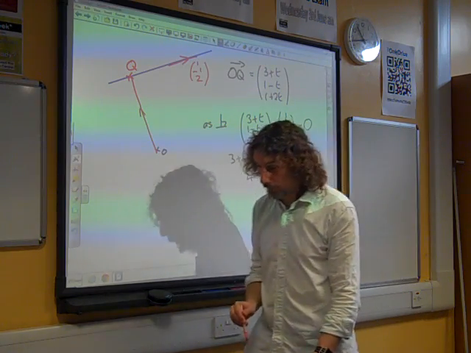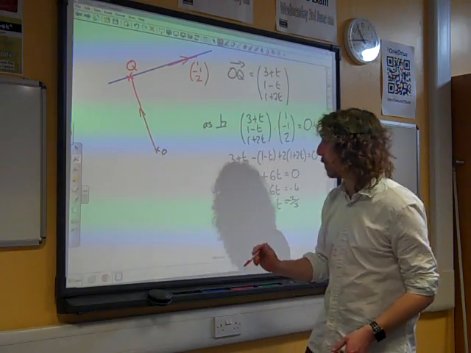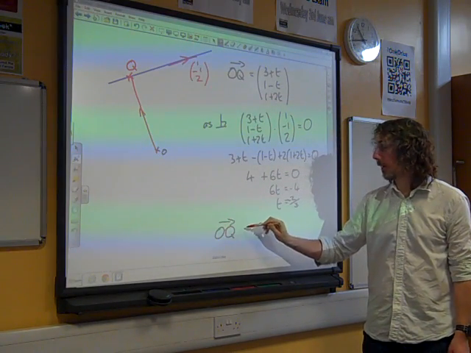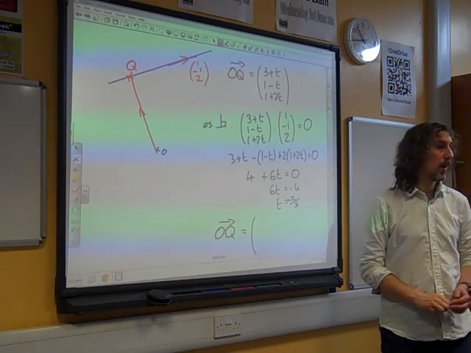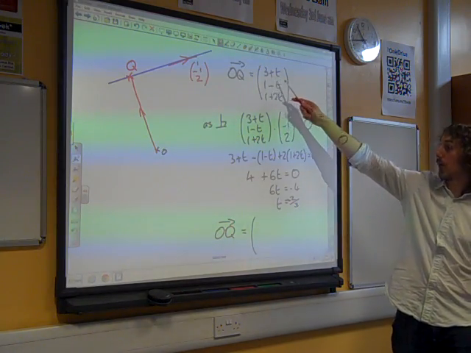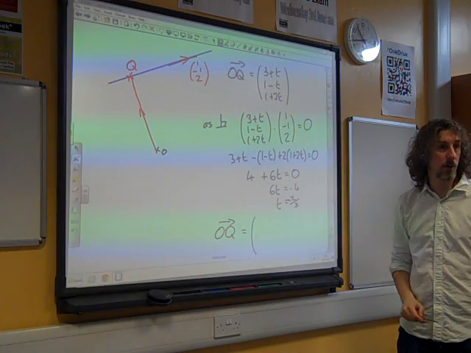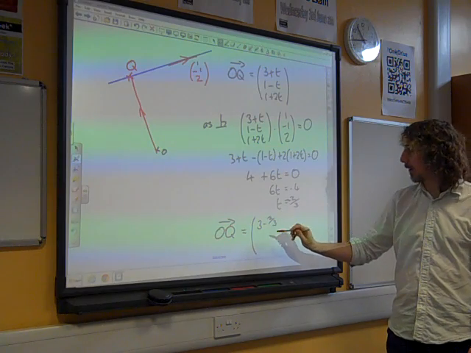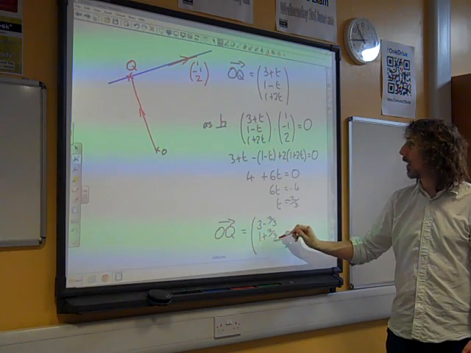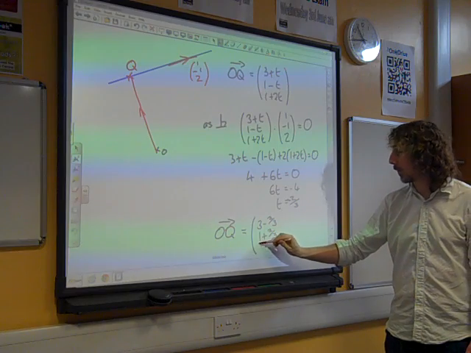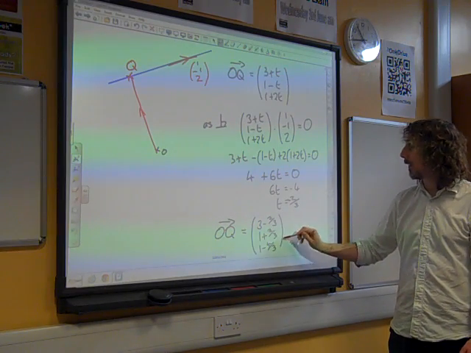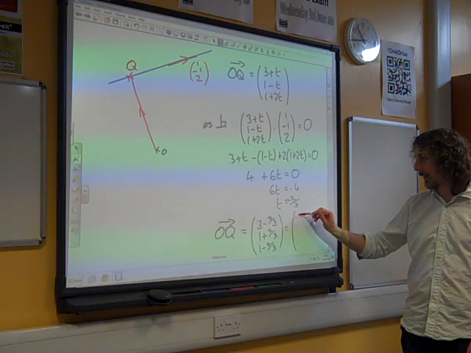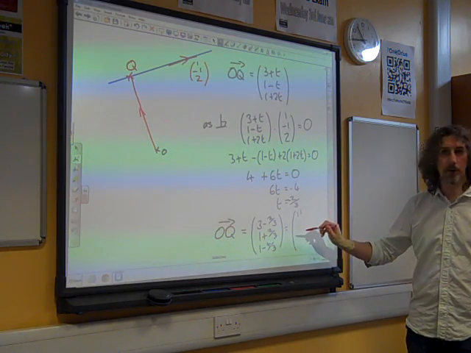And the question did say find the position vector of the point Q. So we need to sub that value of t back into our equation for OQ. There it was, so 3 take away 2/3. Let's write it out. 1 minus minus 2/3. And 1 plus 2 times minus 2/3, so 1 minus 4/3. Gives us Q as being the vector 11 over 3. No, that's wrong. 7 over 3.